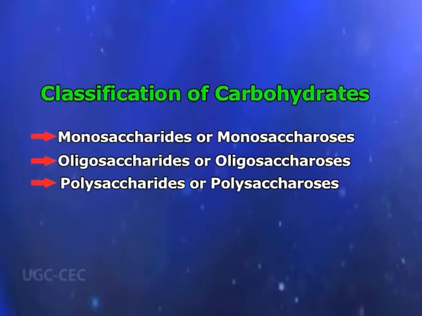The third category is polysaccharides or polysaccharoses. Poly means many and saccharose means sugar. So these are also compound sugars and yield more than 10 molecules of monosaccharides on hydrolysis. This may be further classified as homopolysaccharide or heteropolysaccharide.